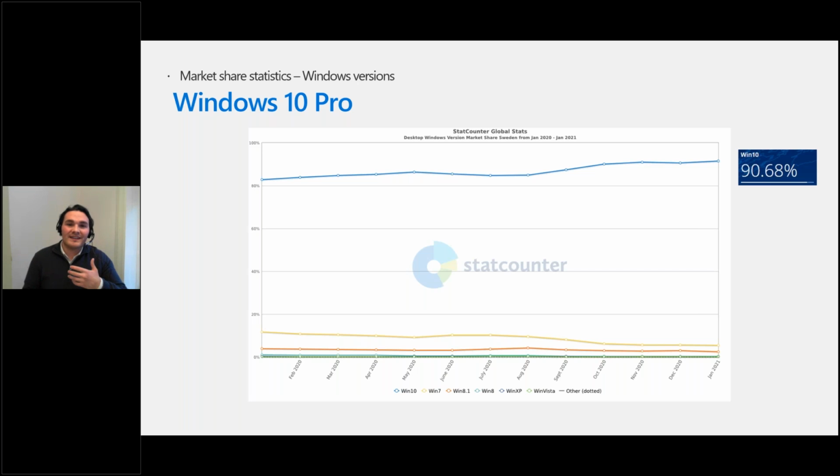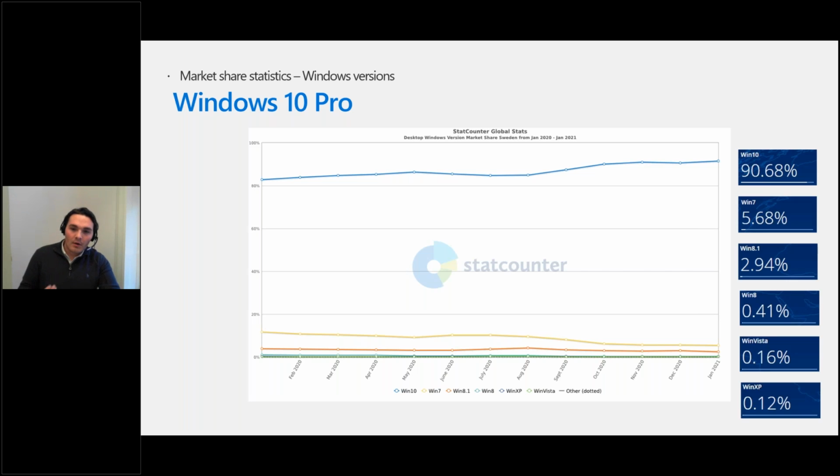So this, of course, is great, but that also means that we roughly have around 700,000 to 800,000 units in the Nordic region, which are still running on Windows 7 and Windows 8. So there is a huge, of course, business potential in converting these users to Windows 10 Pro.